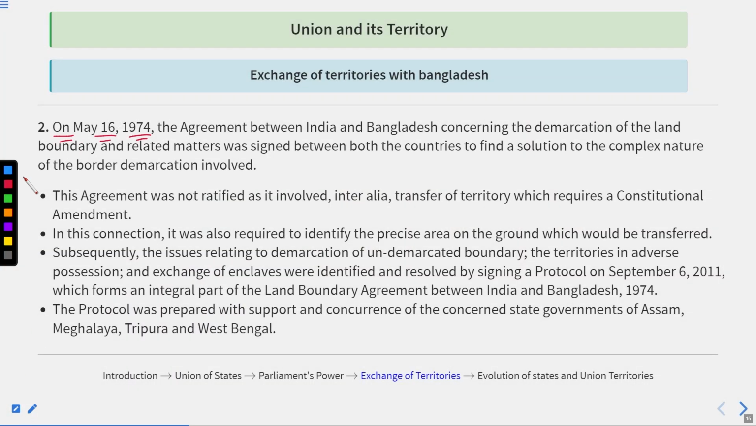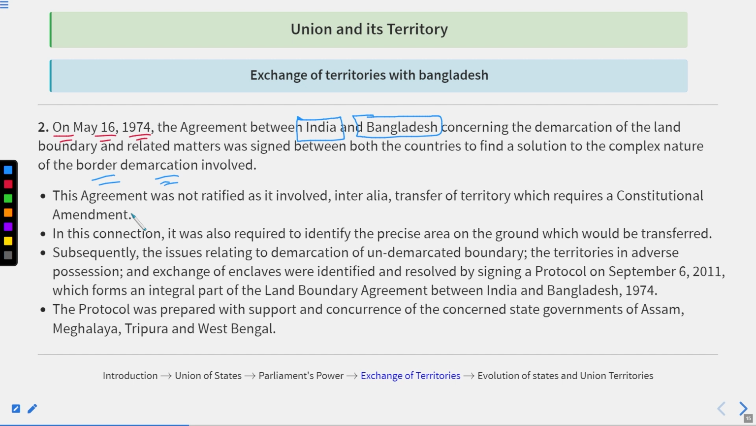So to tackle this situation, the government of India and Bangladesh signed an agreement. Okay, and they agreed that they both will try to find a solution to solve the complex border demarcation. Why? Because as I've told you, both the areas were having the same area.